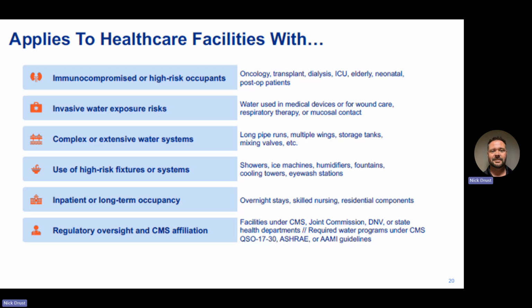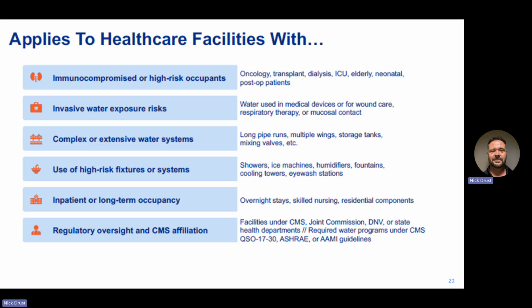One of the questions I hear occasionally is, does ASHRAE 514 really apply to me? When you look at the criteria outlined in the standard, the answer for most healthcare organizations is probably yes. If your facility treats immunocompromised or high-risk patients, you're within the scope. Honestly, most hospitals have at least some of that patient population.